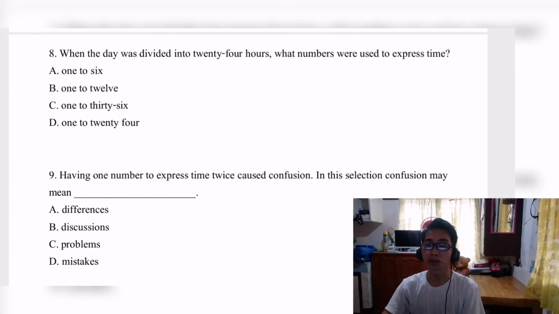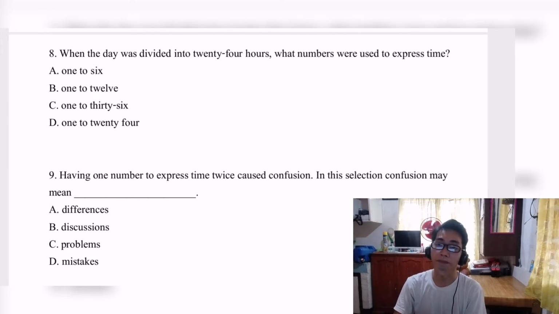So let's go to answer number 8 of this passage. When the day was divided into 24 hours, what numbers were used to express time? A. 1 to 6, B. 1 to 12, C. 1 to 36, D. 1 to 24.